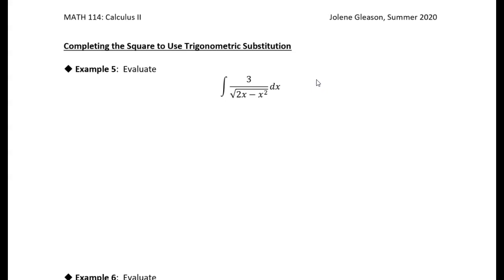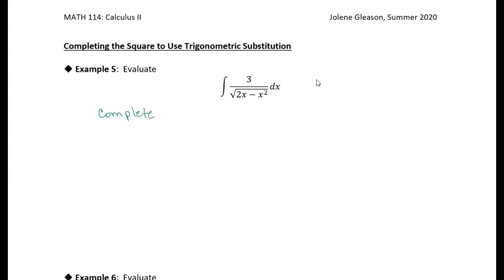It doesn't fit the forms that we've been using for trig substitution. But we can take this denominator, essentially this quadratic in the denominator, and we can complete the square. Okay, so this may be something you haven't done for a while, but let me just refresh your memory on how this works.